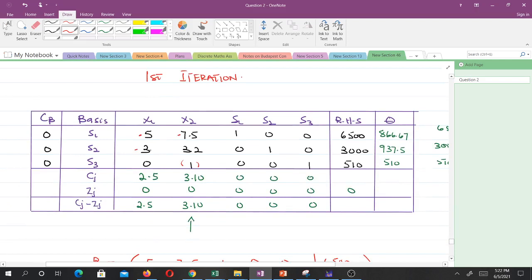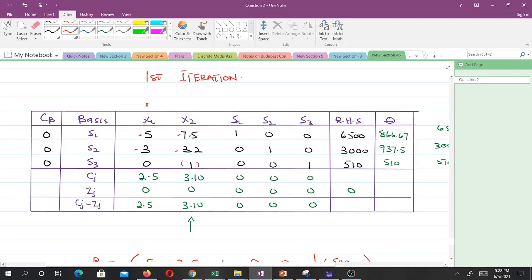So we get 3.501. All this information can be obtained from our question. So this is just the coefficient of x1 in the first constraint, x2 in the second constraint, and the rest. And these are the right hand sides.